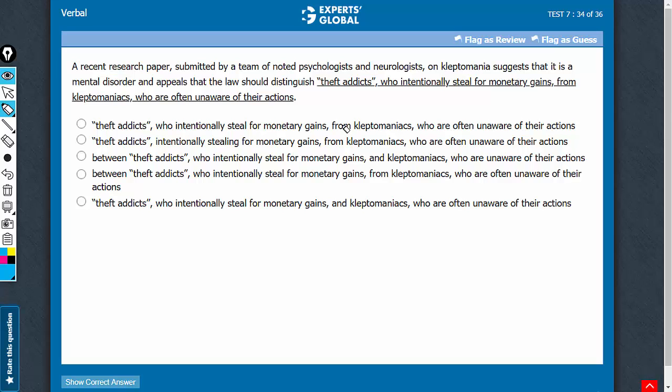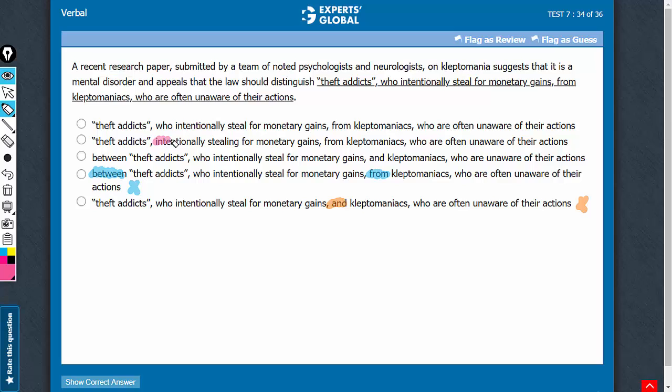Distinguish A from B or distinguish between A and B are the two correct usages. Answer choice D uses between and from, so that's not correct. Answer choice E uses and, but there is no between here, so answer choice E is not correct.